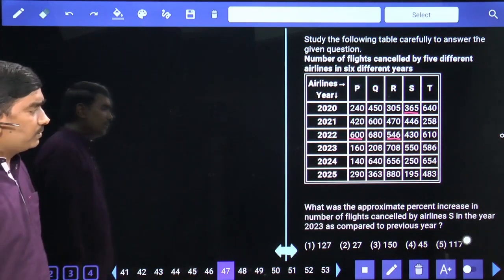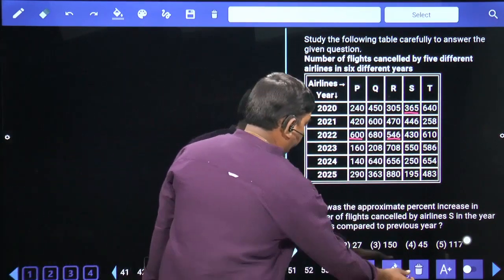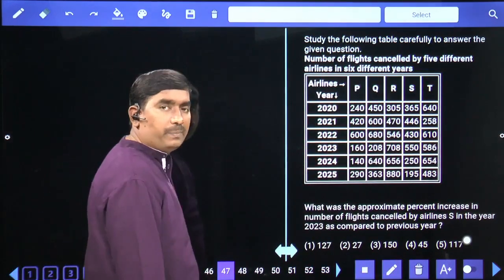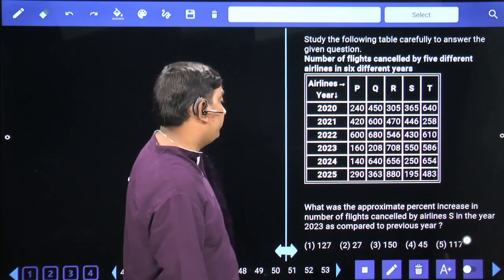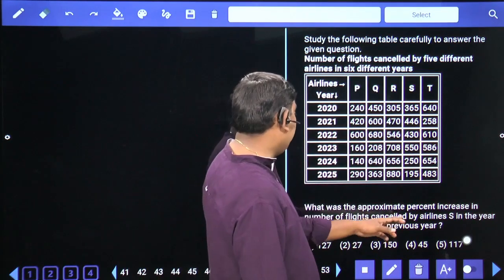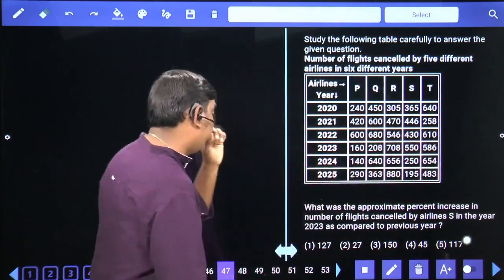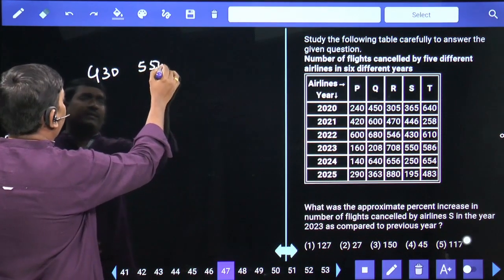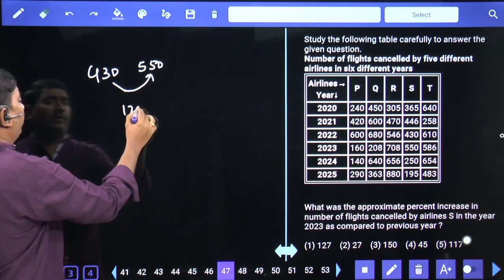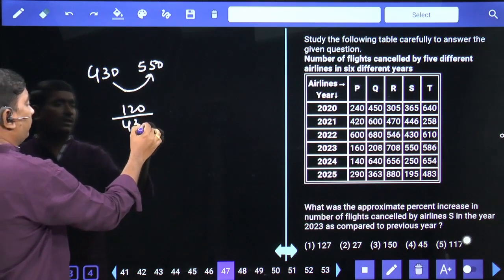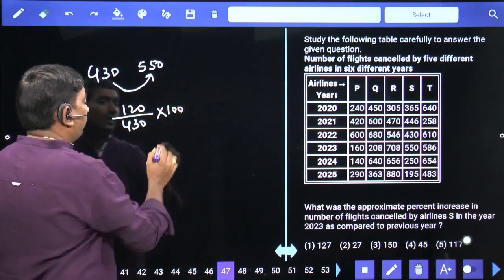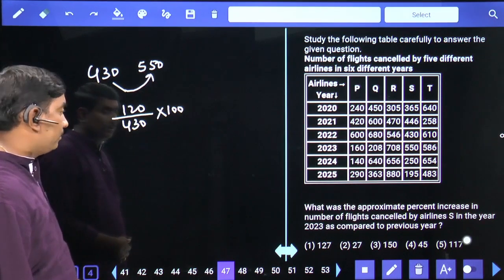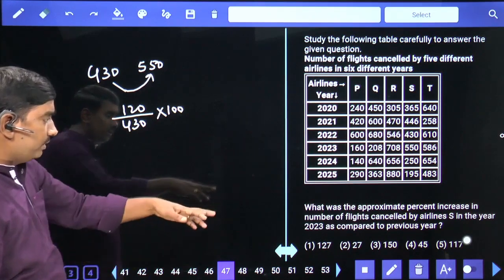What was the approximate percentage increase in the number of flights cancelled by airline S in the year 2023 compared to the previous year? 23, previous year means 22. Airline S 430, 550. Percentage increase means difference by less value. 120 difference, less value 430 into 100. Approximately 30% value 129. So below 30% means 27 is your answer.